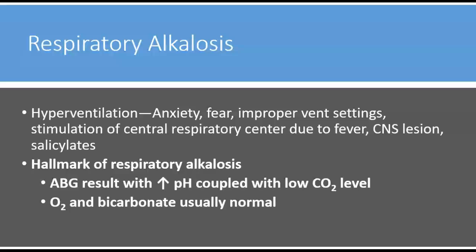The hallmark of respiratory alkalosis is an ABG with increased pH, because we're talking about alkalosis, coupled with low CO2 levels. And so what were the normal CO2 levels of an ABG? Hopefully you remembered you just lose the 7 from the pH and you're left with 35 to 45 for CO2, so less than 35 would result in this, along with the higher pH. Oxygen and bicarb are usually normal.